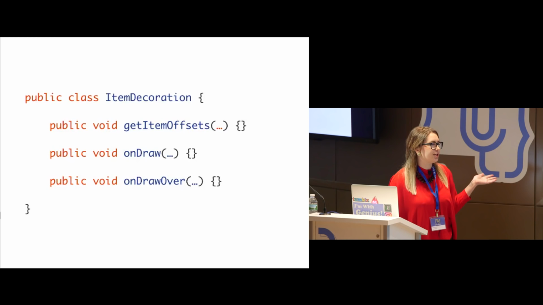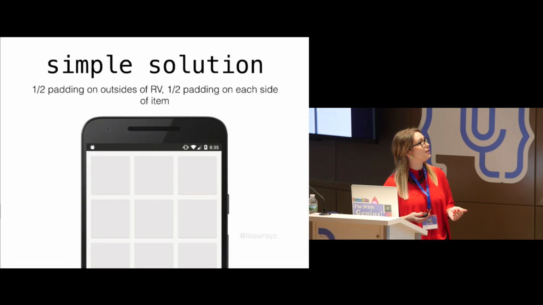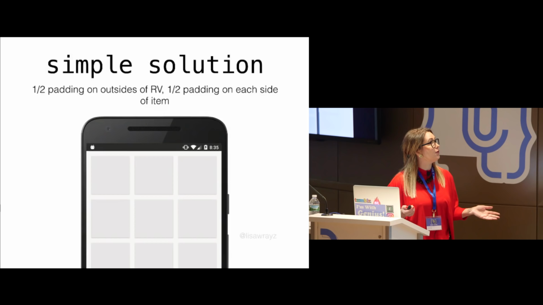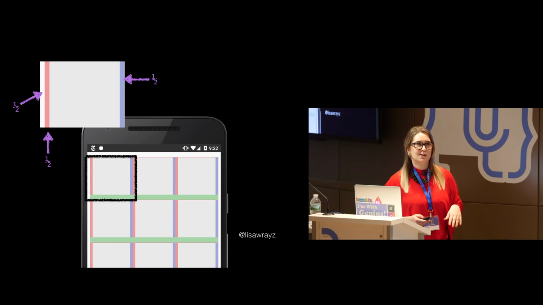So first we'll look at getItemOffsets. This is a pretty common request. And on the face of it, it seems like a really simple solution, too. If you Google this, the first answers on Stack Overflow are to put half of your desired padding on the outside of the RecyclerView, and then half of the desired padding on the right and left of each item. So if you turn on this fancy debug item decoration that I built, which you'll find in my GitHub project, you can see what's going on here. There's half the padding on the outside, half on the left, half on the right. Simple.